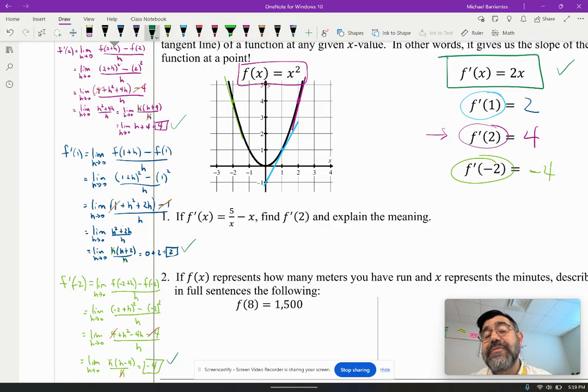And so this is where we're headed. I'm going to pause the video. We'll come back. We'll do the bottom part of the page, and then we'll do some more examples.